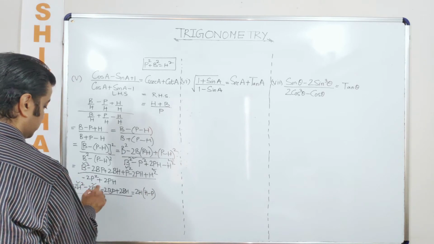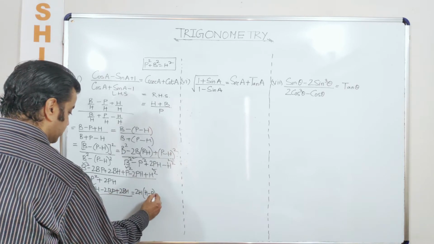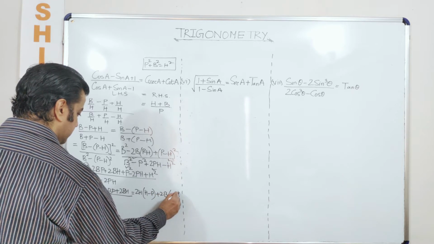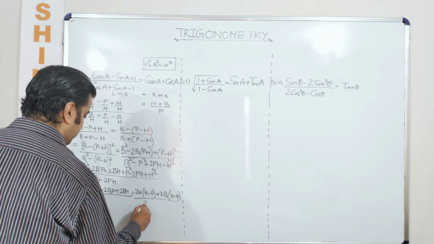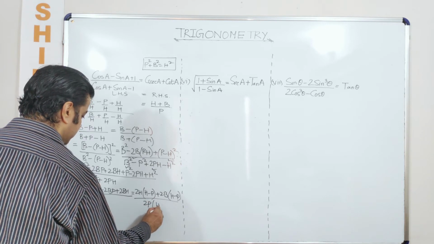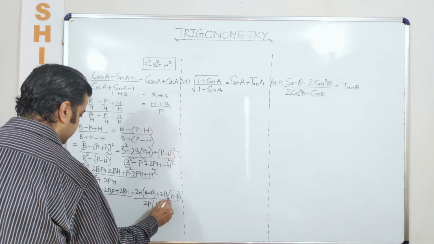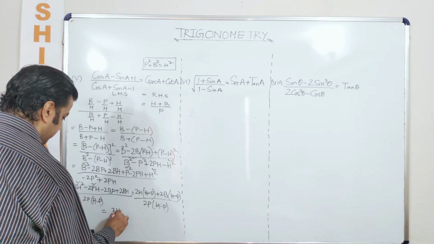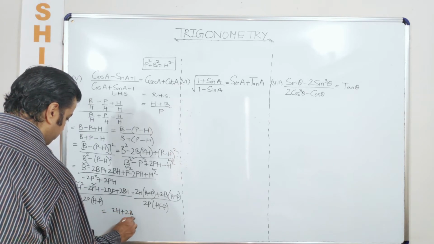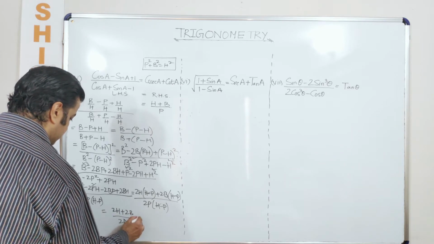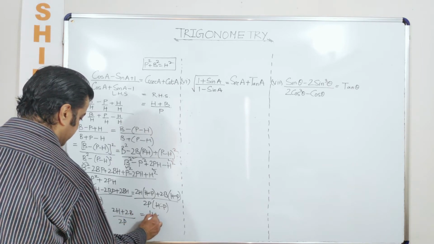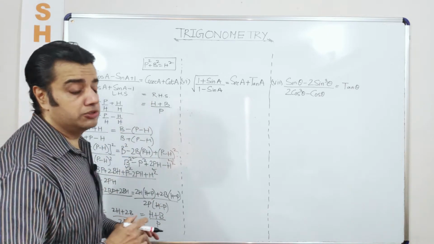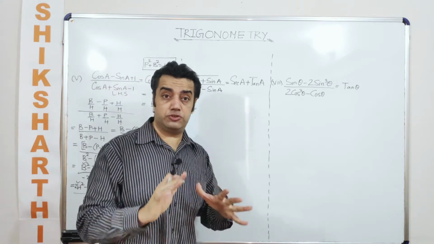Taking these two, and from here if I take 2b as common, I again get h minus p, and in the denominator we already got it as 2p into h minus p. So this gets cancelled out and we are able to say this is 2h plus 2b upon 2p, which is just like saying h plus b upon p, which is your right hand side value. So LHS is equal to RHS, hence proved.